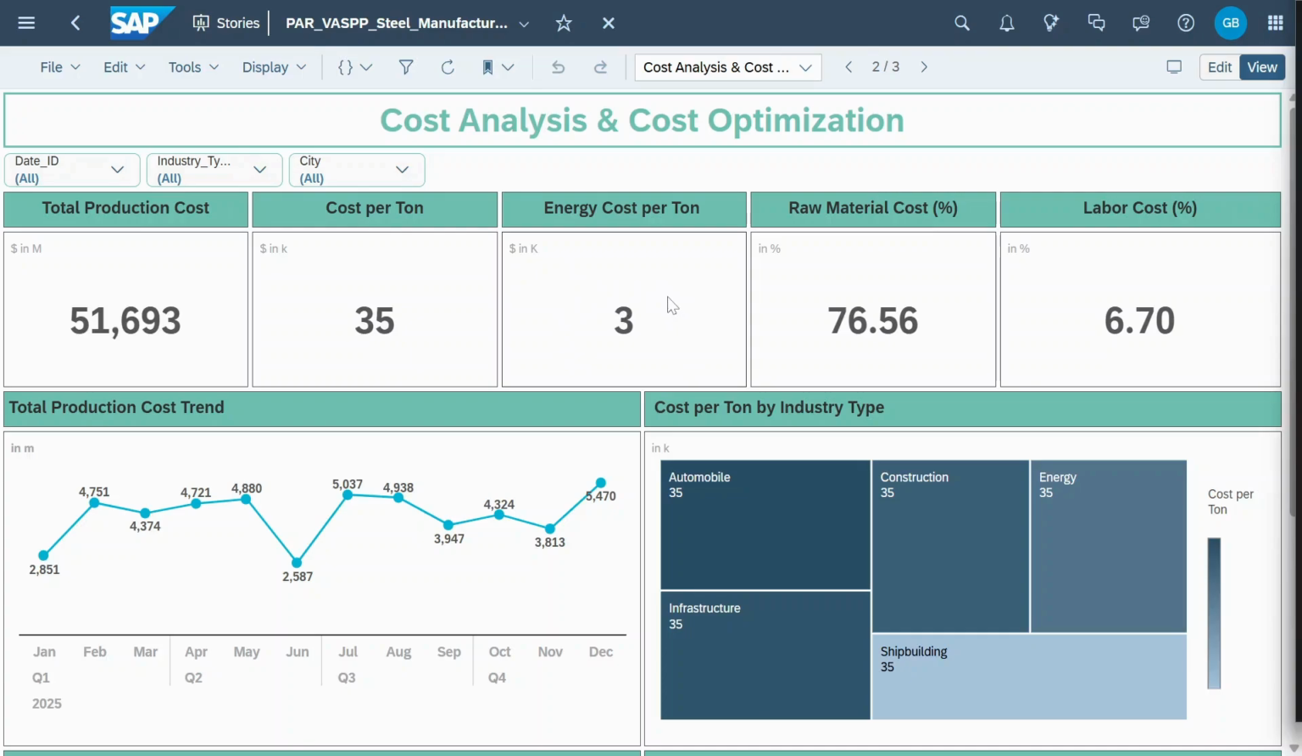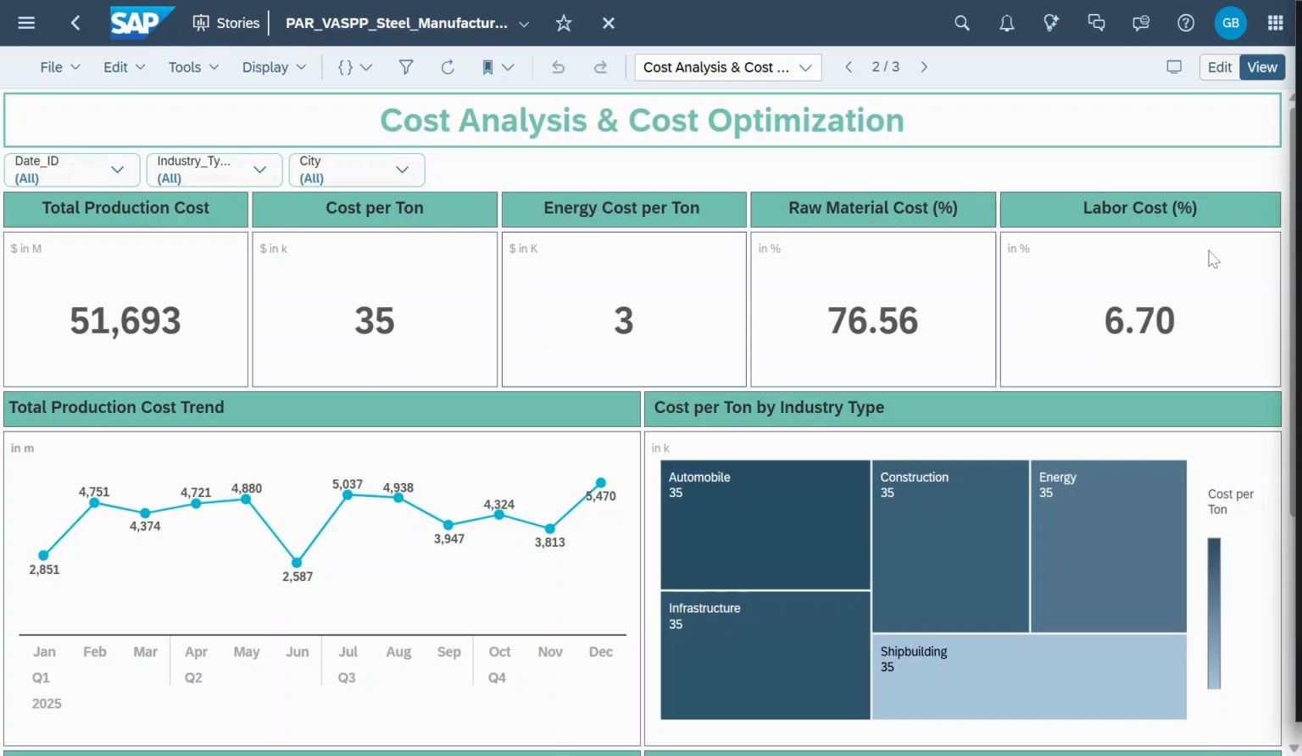Moving on, raw material cost accounts for 76.56% of total cost, making it the single largest cost driver. You can clearly see what is the single largest expense by taking a simple look at the KPI. Finally, labor cost represents 6.70% of total cost, rounding out the major cost components. Together, these KPIs provide a focused view of cost exposure and manufacturing efficiency.